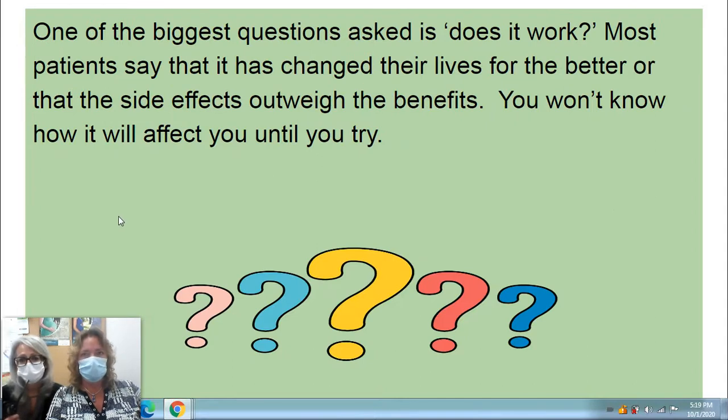One of the biggest questions asked is, does it work? Most patients say that it has changed their lives for the better or that the side effects outweigh the benefits. You won't know how it will affect you until you try it.